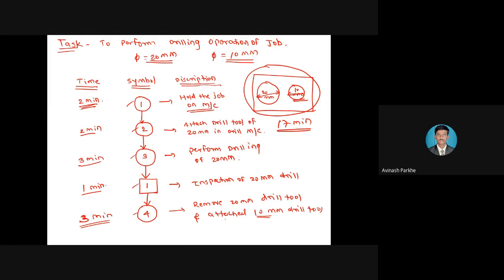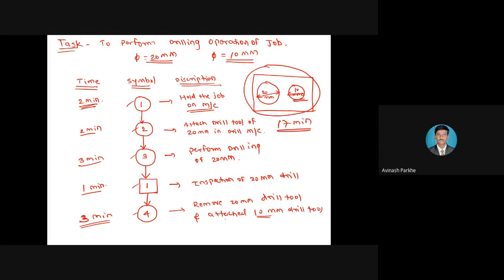equipment type. What is meant by the man type? Whatever movement of the man or the operator takes place from one machine to second, second to third, third to fourth, that movement can be represented by the man type of flow process chart. Then material. Whatever raw material is moving from machine 1 to 2, 2 to 3, 3 to 4, that movement of raw material is represented by the material type flow process chart.